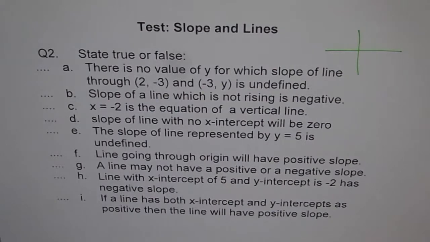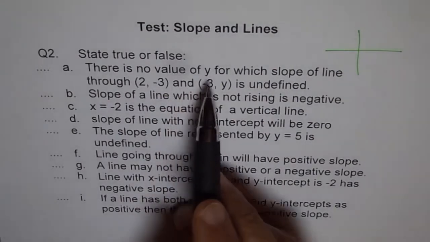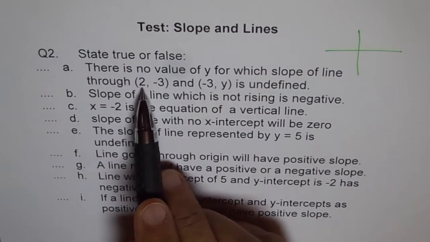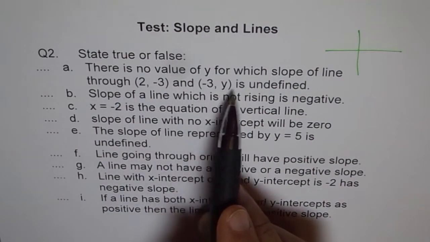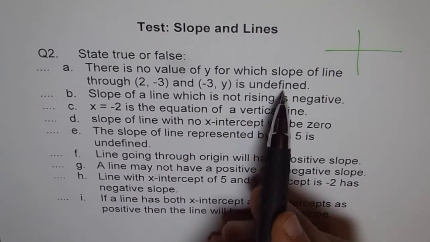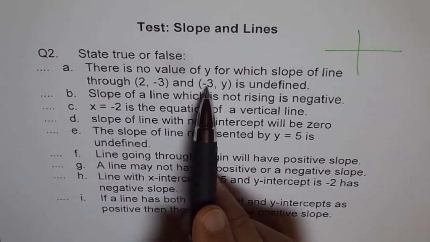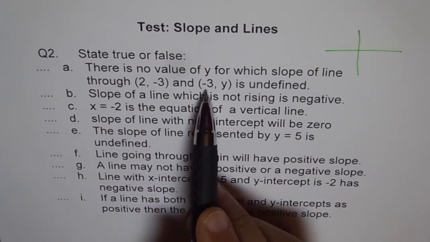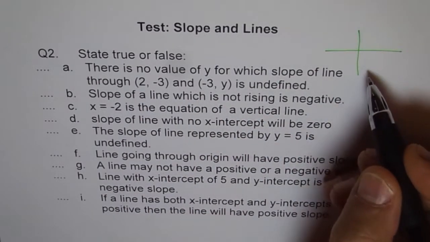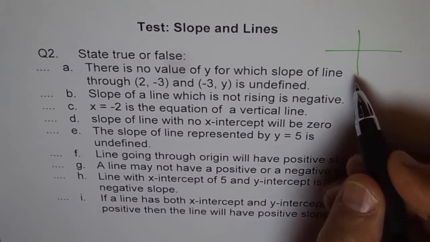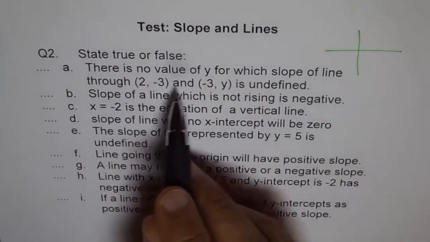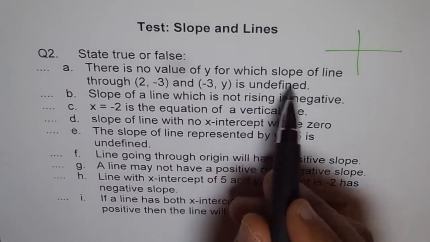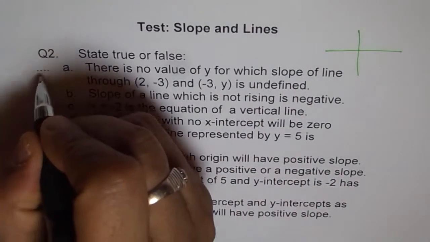First one. There is no value of y for which the slope of the line through (2, -3) and (-3, y) is undefined. So when is a line's slope undefined? A line with undefined slope is a vertical line. Here, the x points are different. Do you see that? x is 2 and x is -3. Since the x points are different, it cannot be a vertical line, right? So this statement is true.